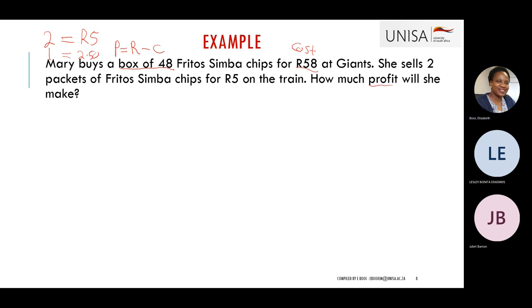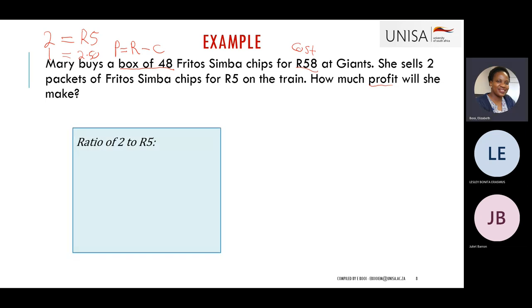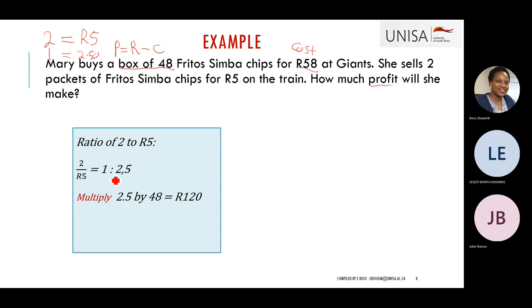So then let's do that. Let's first find the ratio of 2 rand to 5 rand. And the ratio of 2 rand to 5 rand is 1 is to 2.50. And that's what I just said. That's how you will find the ratio. So one packet is equivalent to 2.50. Taking the ratio and multiplying the 2.50 by the number of packets of chips that she has, she makes a revenue of 120. So the sale is 120.